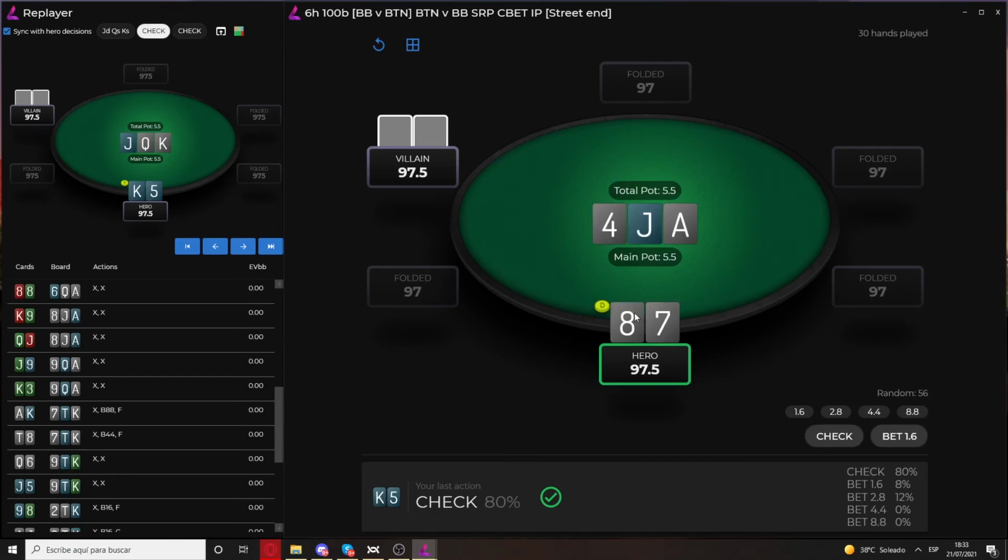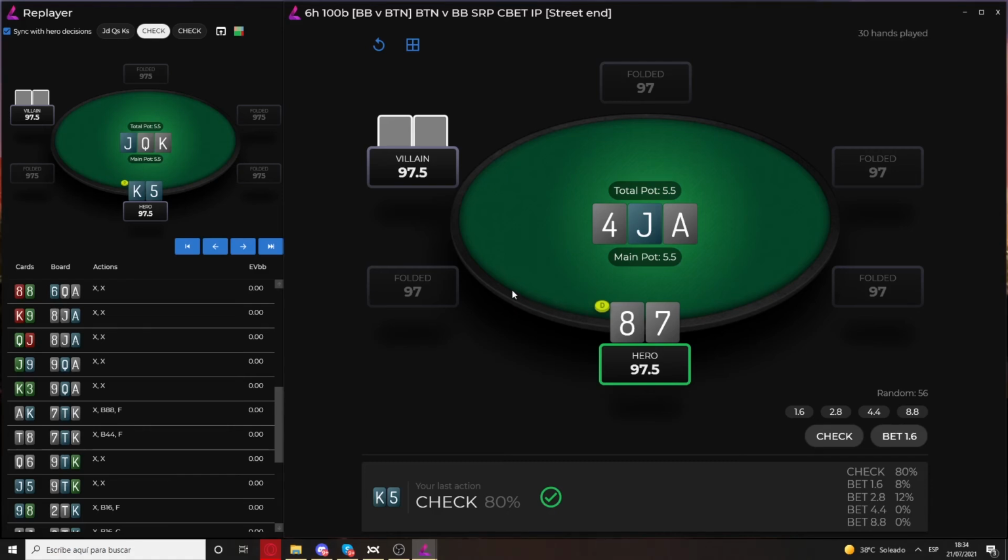We have a backdoor straight draw. We have two backdoor straight draws with the jack. We have 10-9 straight, and we have 5-6 straight. So this is going to definitely be betting at a higher frequency, especially with a flush draw. I believe higher than overall.